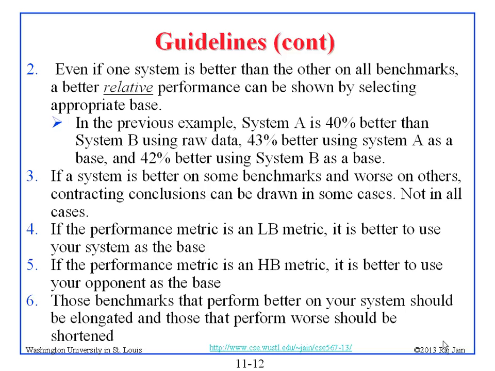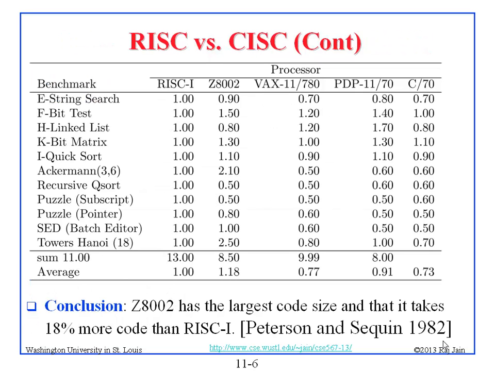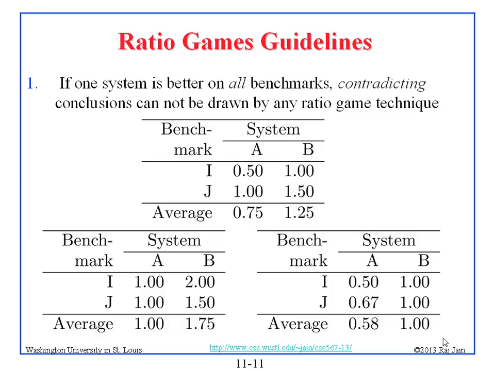So for example, when we talked about the number of instructions, what kind of metric is that? Remember the RISC case? Lower is better. So where should the RISC be? In the denominator or numerator? Denominator. And that is where it was. Right? All right.